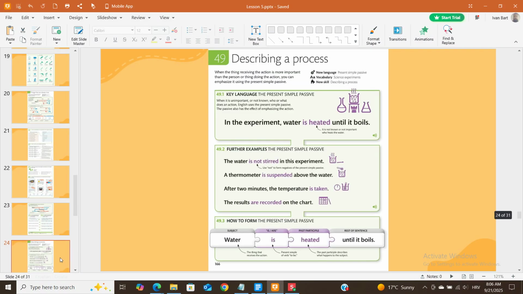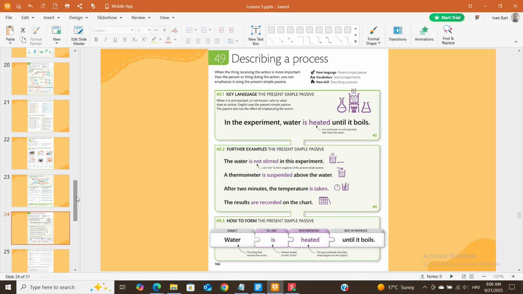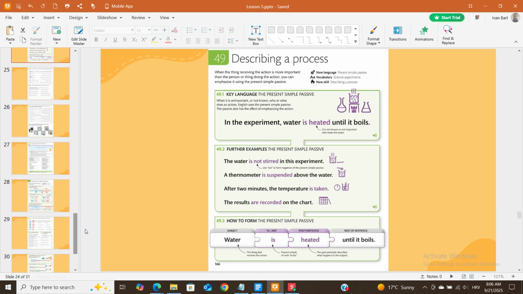49 Describing a process. When the thing receiving the action is more important than the person or thing doing the action, you can emphasize it using the present simple passive. New language: present simple passive. Vocabulary: science experiments. New skill: describing a process.